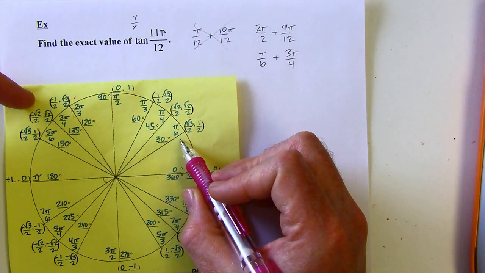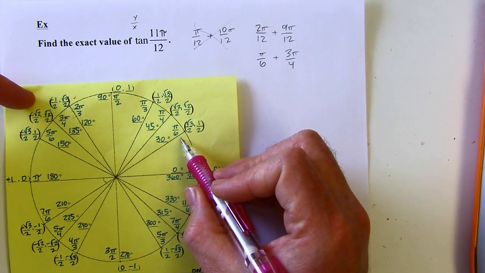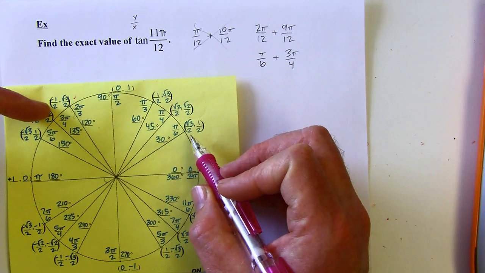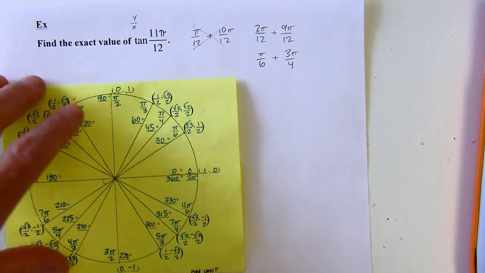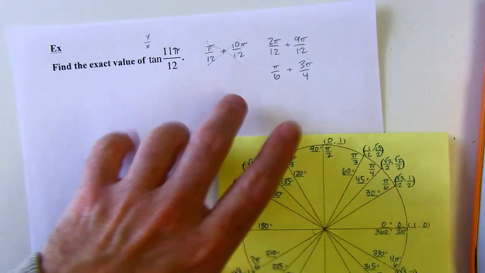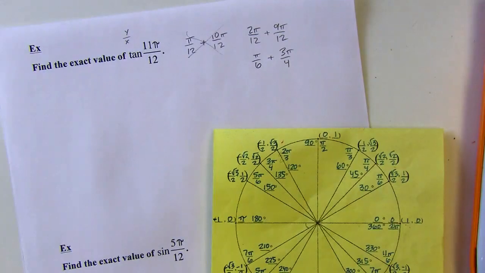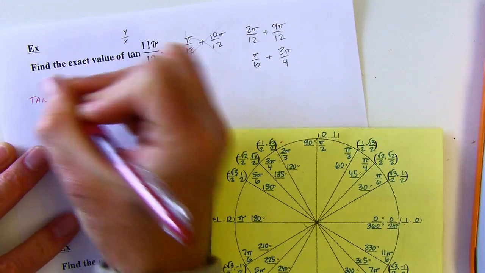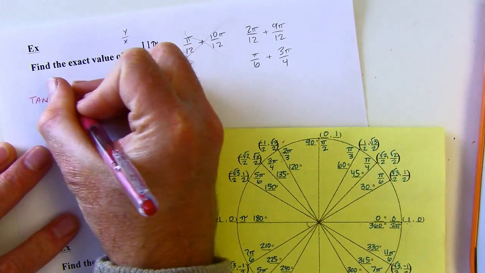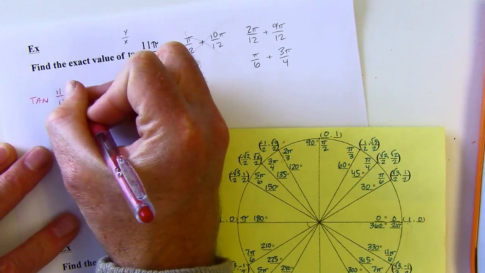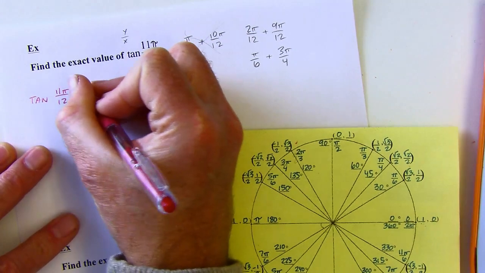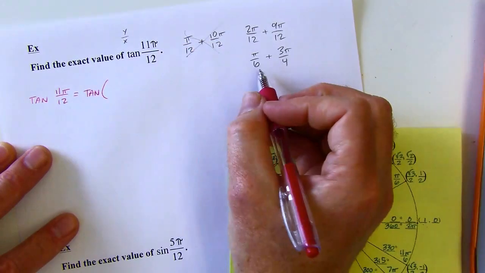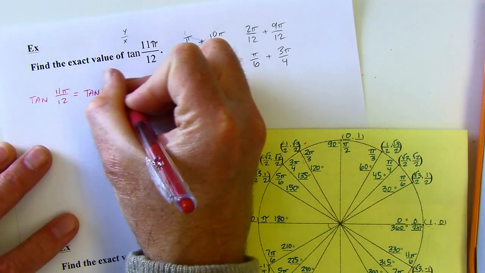Okay, this is not the only way you could break up 11 pi over 12 and find places on this unit circle. That's just the first one I found. So that's what I'm going to use, okay? So, yeah, let's go back. So, tangent of 11 pi over 12 is equivalent to the tangent of pi over 6 plus 3 pi over 4.